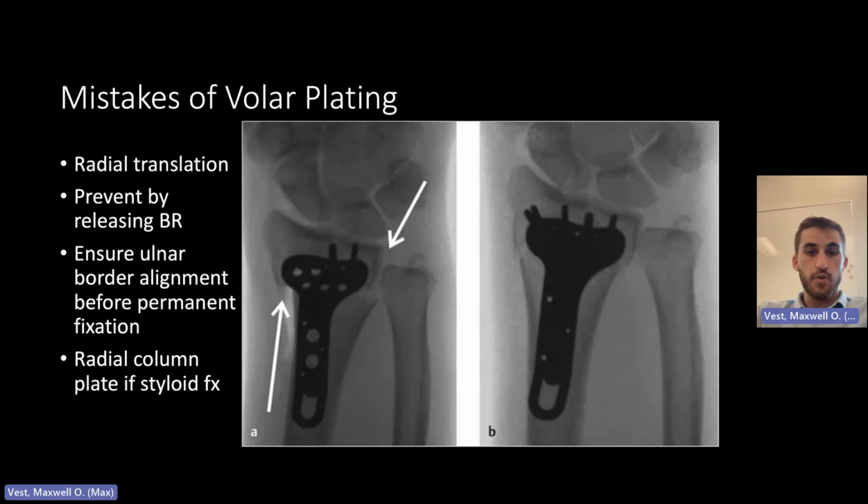The other thing you want to make sure you do is when you do your exposure, you want to actually be able to see the ulnar border. You want to actually see this reduction before you do your definitive fixation, and that will prevent this radial translation. And then in the right fracture type, you might consider a radial column plate if there's a styloid fracture.